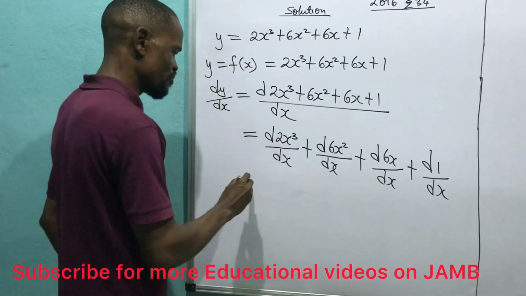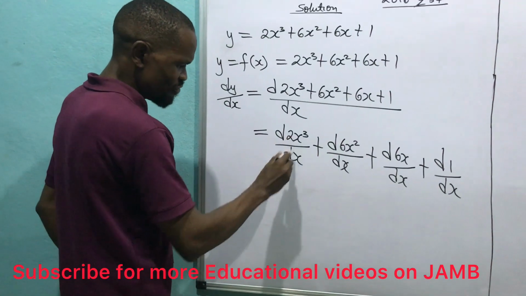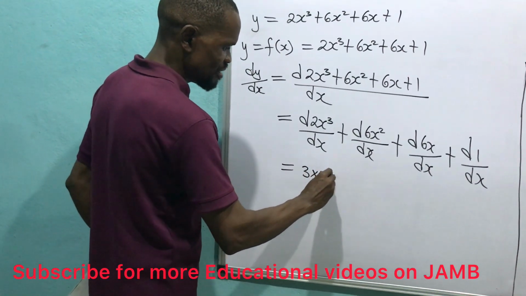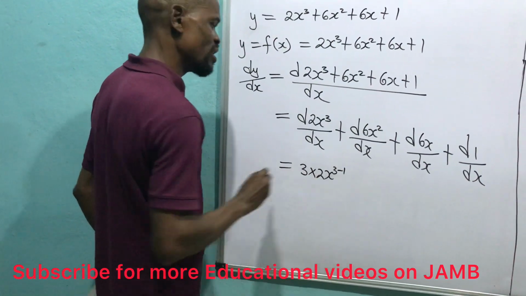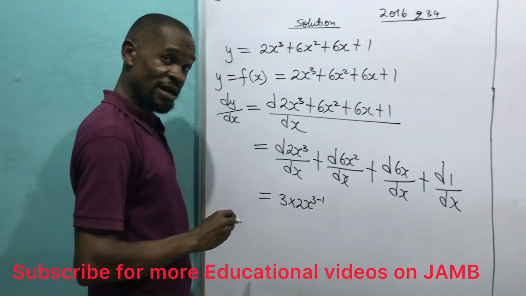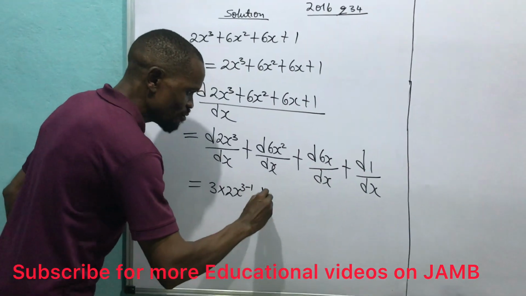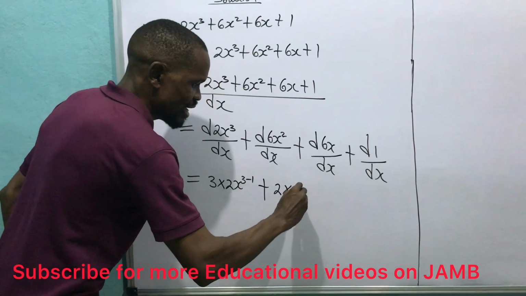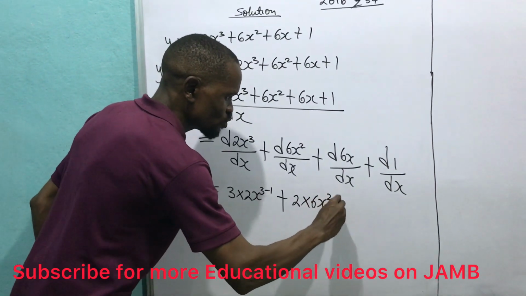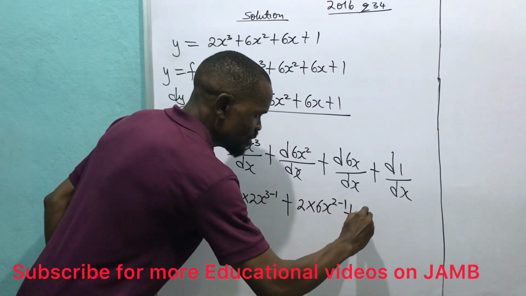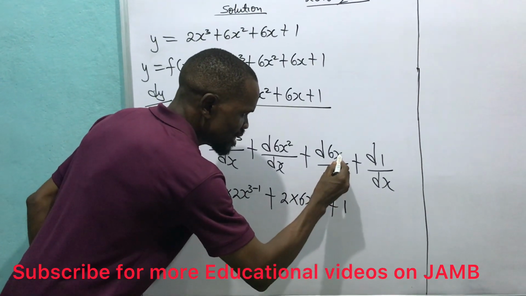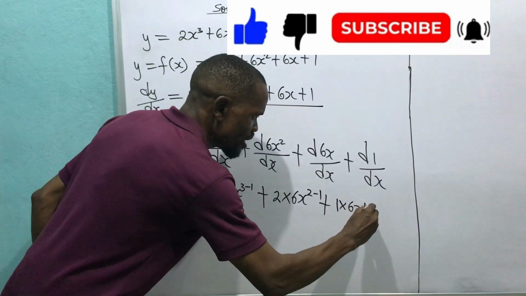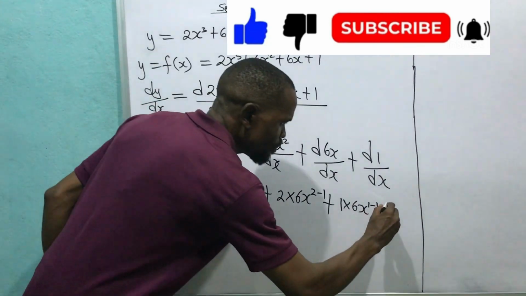Well, let's move. If I'm differentiating this, it will give me 3 times 2x raised to the power 3 minus 1. You remember? Then plus, I have this, with coefficient 2 times 6x raised to the power 2 minus 1, plus this one, which is x raised to the power 1, times 6x raised to the power 1 minus 1.